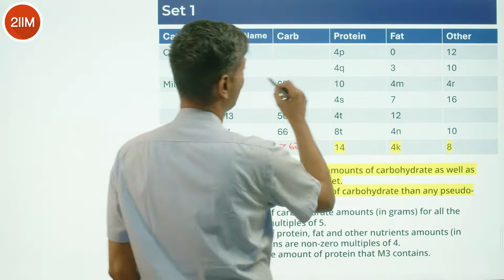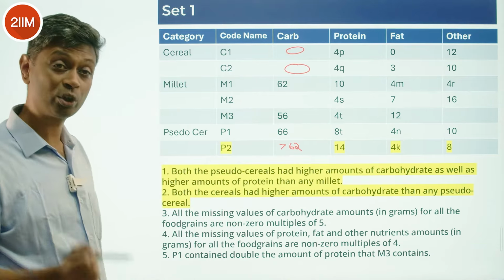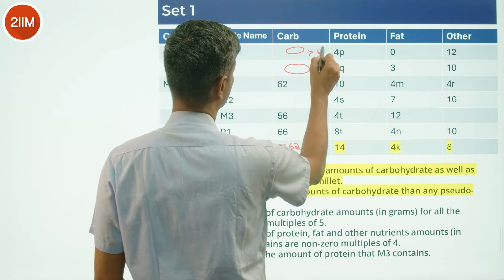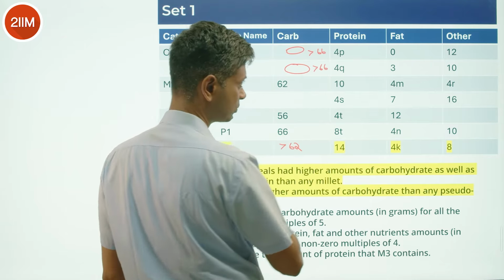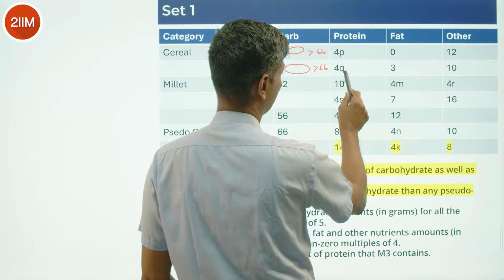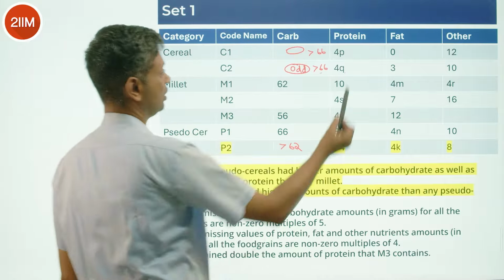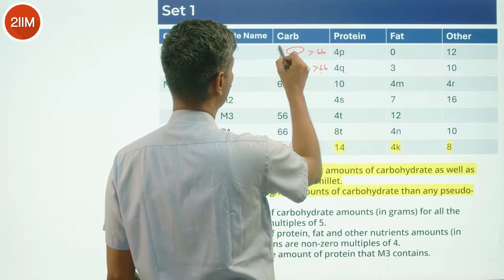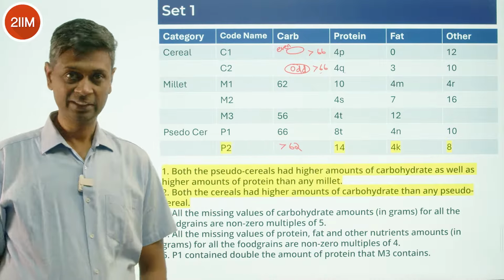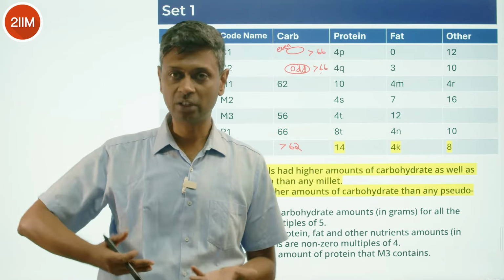I think if you look at this, these two numbers, because we know that both the cereals had higher amount of carbohydrate than any pseudo cereal. Pseudo cereal is 66. So this is more than 66. This is more than 66. These two add up to 13. This is more than 66. This is an even number. It should be an odd number. But the total is 100. These two add up to 12. This is an even number. It should be an even number. Even multiple of 5. Odd multiple of 5. More than 66. Such that the rest of the numbers pan out. That will be our next part that we can attack.